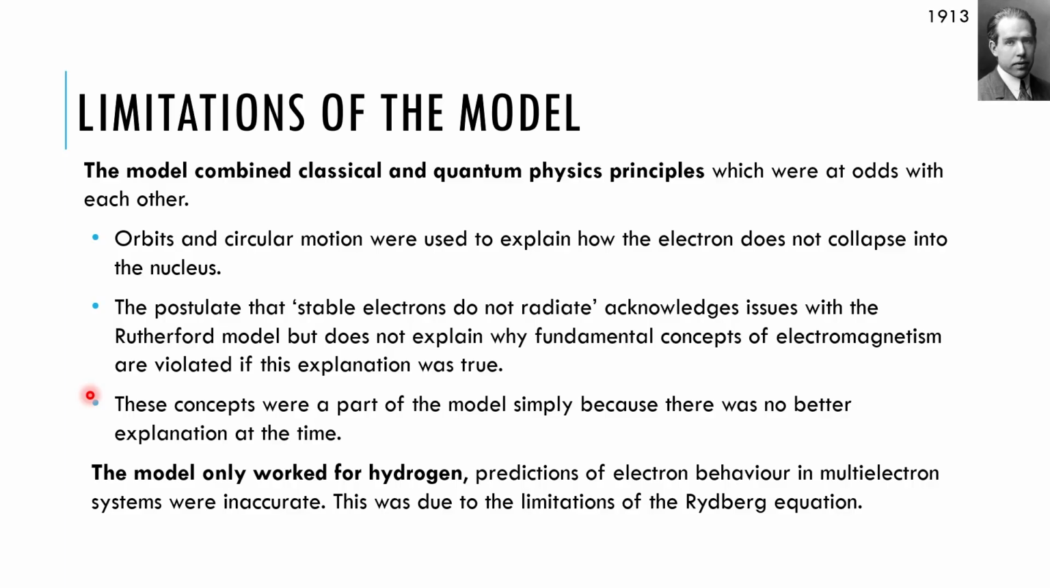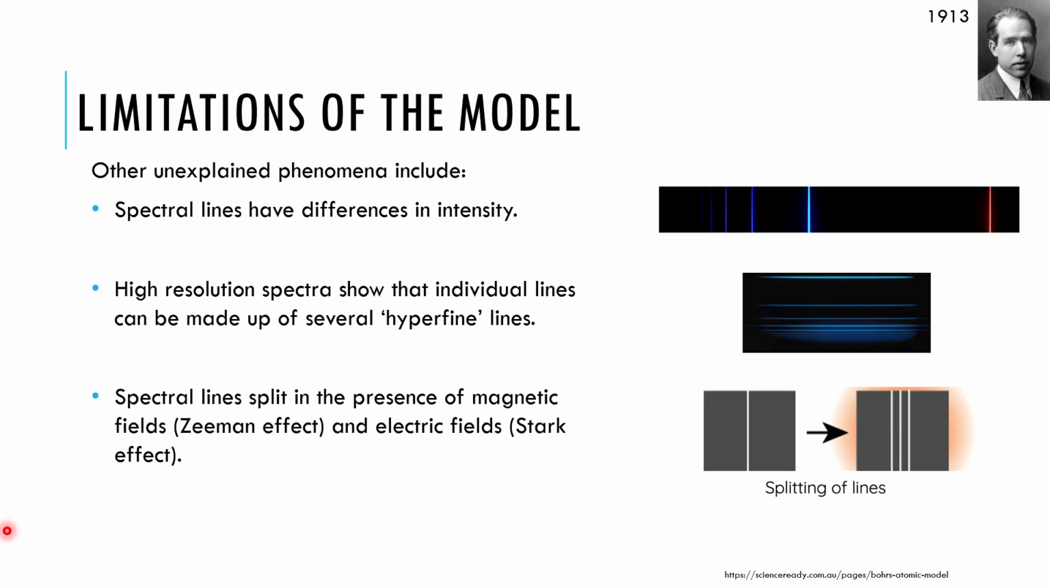Another big limitation in this model was that it only applied to hydrogen. And this was because the Bohr model in part was based on the Rydberg equation. And at this stage, this was the only mathematical formula or equation that could be used to predict electron behavior as it transitioned from one orbital to another. Further to this, while Bohr was able to take concepts of spectroscopy and explain them using his atomic model, there were some phenomena that were known about the spectroscopy of different substances which Bohr was unable to explain.